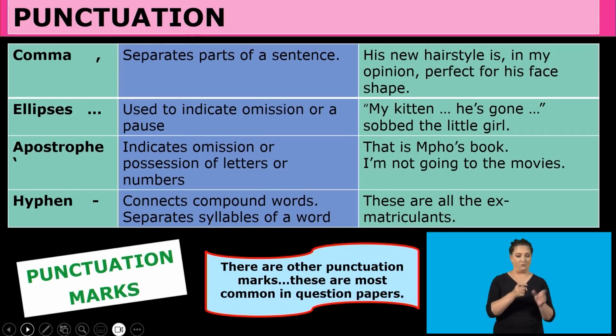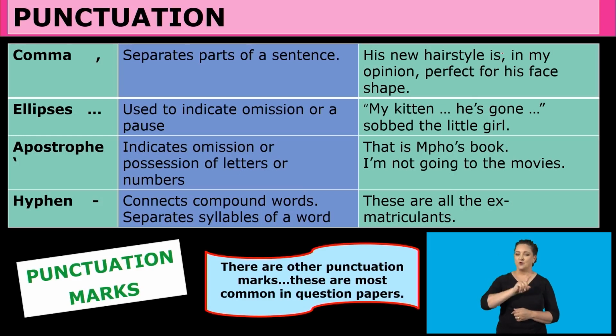Your comma separates part of a sentence. Now look at this one. His new hairstyle is, in my opinion, perfect for his face. So this sentence would have been complete without "in my opinion." So we use our commas to show you that this is the additional part, or the part that needs to be separated. Okay. Ellipsis is used to indicate omission or a pause.